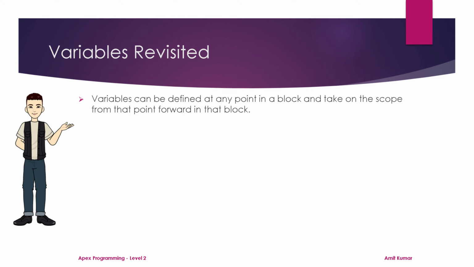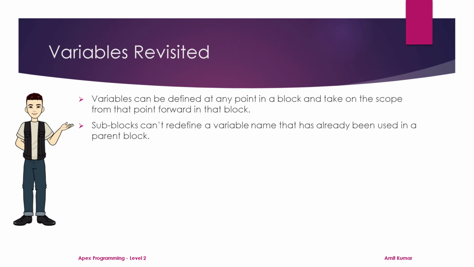Variables can be defined at any point in a block and take on the scope from that point forward in that block. Sub-blocks can't redefine a variable name that has already been used in a parent block. Parallel blocks can reuse a variable name. Now, blocks are defined with the help of curly braces.